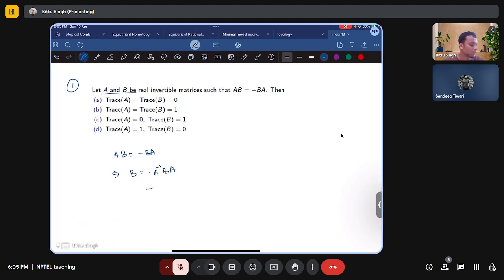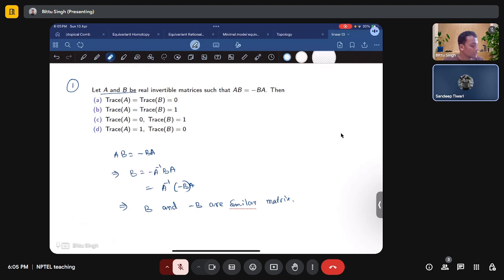No, B is not equal to minus B, we will not get that because A and B may not commute. But we are getting B is the same as minus A inverse BA. From here, it is clear that B and minus B are similar matrices. Similar matrices have a nice property: their traces are equal.